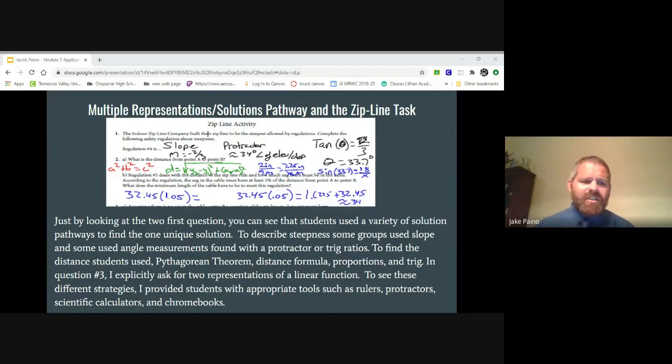And then on question 3, I specifically want to elicit multiple representations. I asked for slope-intercept form and standard form, so they're thinking about different ways to represent that same equation.